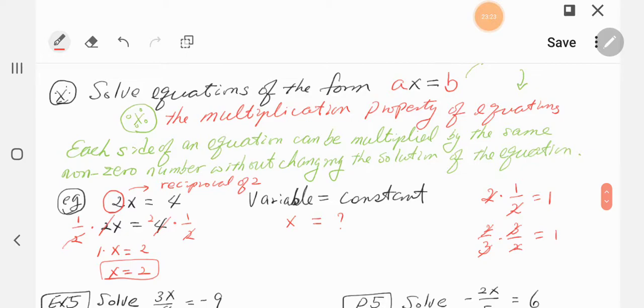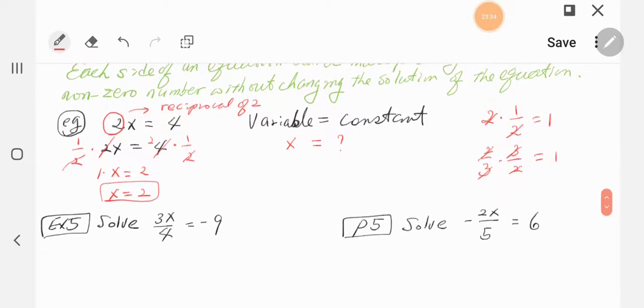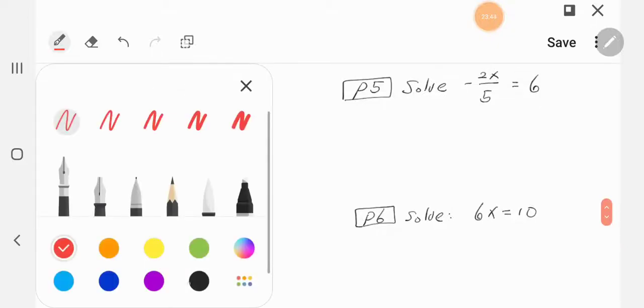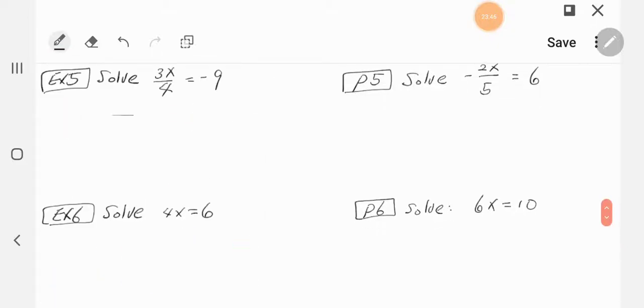So x is multiplied by a number. To get rid of the number, we have to multiply the equation by what? The reciprocal. So we already wrote this in the form variable equals constant. So 2 is the solution. All right, let's try this. Solve the equation. Here is 3x over 4, which means 3 over 4 times x. Can you see it?